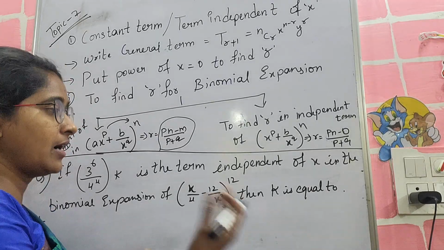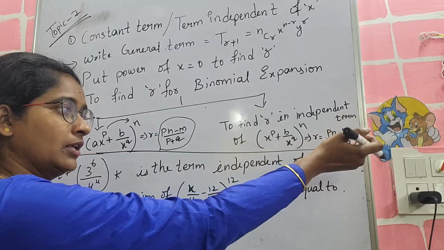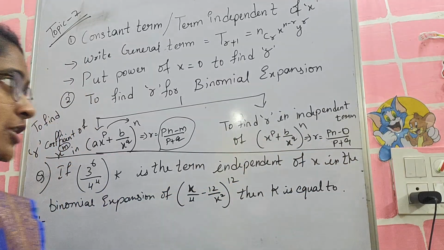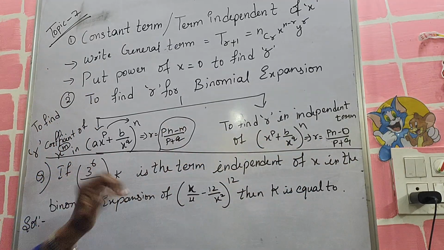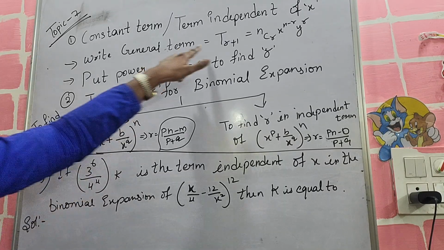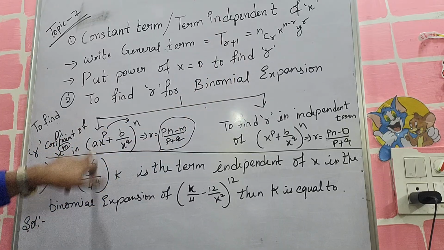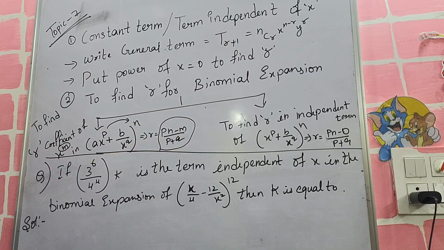To find the r value, independent of x means there is no x. So in place of m you are going to keep 0, and this is the same formula. We will do a problem over here. If they give any term, then in the x place you will keep a 0 and find the r value. But if they give an expression, then you will use these things and find it.